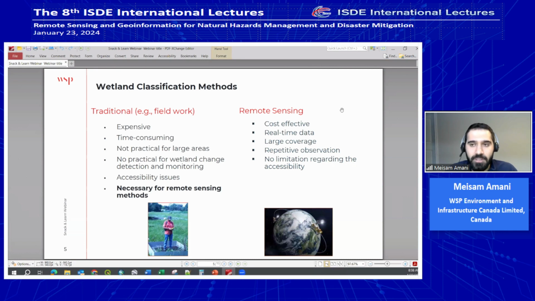They can provide real-time data sets. Remote sensing data, especially satellite, cover large areas, so we can map a large area with, for example, a single satellite image. They provide repetitive observation. For example, a satellite moves around Earth and collects images from any place in the world every, let's say, 6 days or even every day. So they're a great resource for change assessment. And finally, there is no limitation in terms of accessibility because we can collect data from satellite from anywhere in the world.